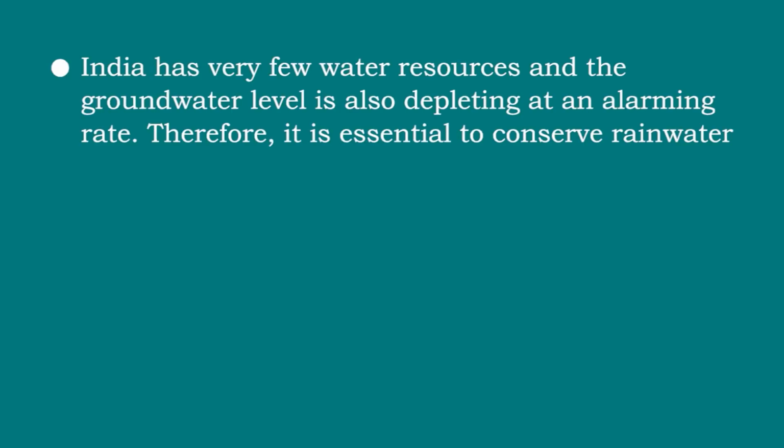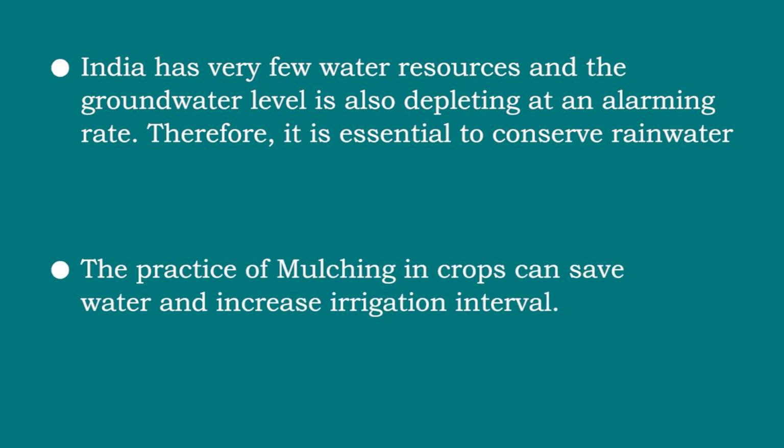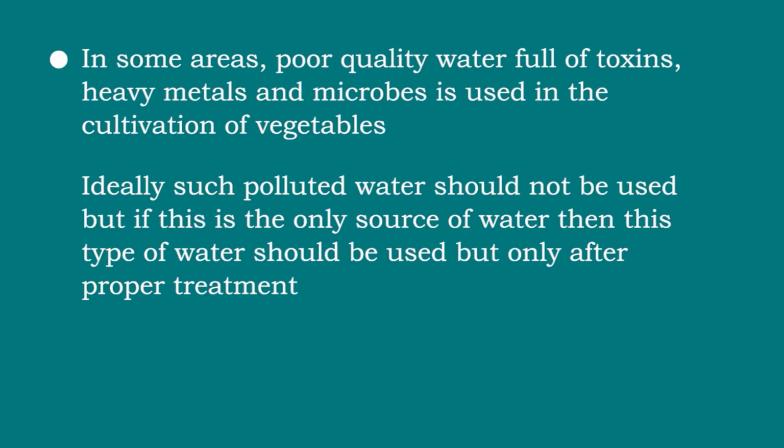Viewers, do you know that India has very few water resources and the groundwater level is also depleting at an alarming rate. Therefore, it is essential to conserve rainwater. The practice of mulching in crops can save water and increase irrigation interval. In some areas, poor quality water full of toxins, heavy metals and microbes is used in the cultivation of vegetables. Ideally, such polluted water should not be used, but if this is the only source of water, then this type of water should be used, but only after proper treatment.